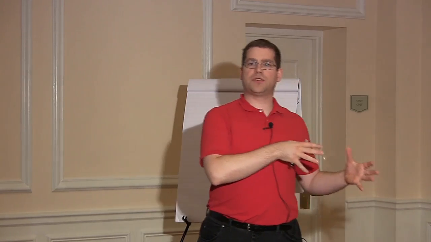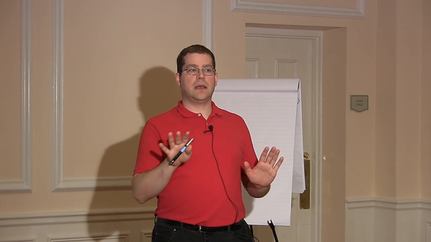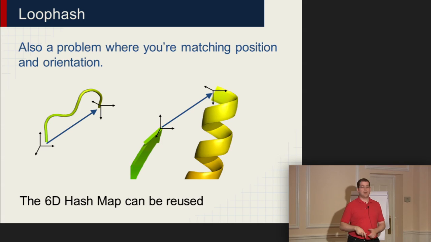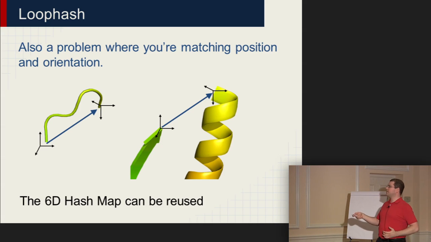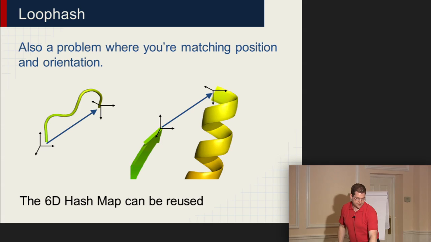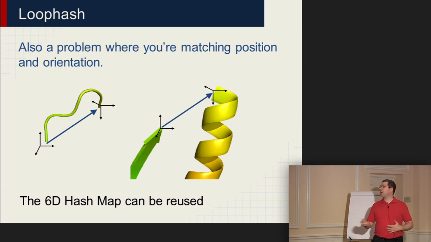Now, in the matcher, we were trying to match up a position and an orientation of the ligand positions and orientations. Well, loop hashing is also a situation where we're trying to match up positions and orientations. But instead of a position and orientation of a ligand in an absolute coordinate frame, what we're looking at here is a relative position and a relative orientation of the two ends of the loop. So you have here sort of a takeoff angle, a distance, and an orientation going from here to here. And what we want to do is match this position and orientation transform on the scaffold that we're grafting into and the loop that we're going to be grafting onto it. And so what we can do is reuse the six-dimensional hash map system to match up these loops with these segments where we want to apply the loops.